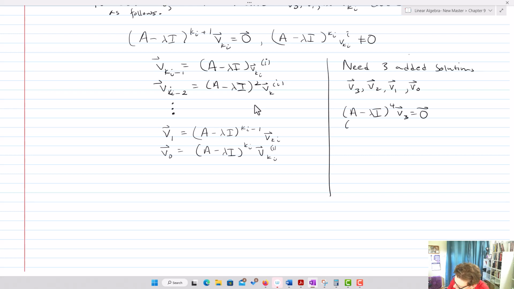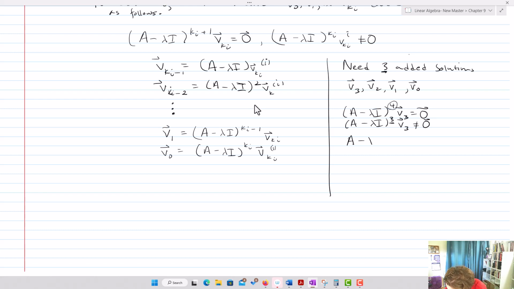Then what I'm going to do from there is also require that (A minus lambda I) cubed V3 cannot equal 0. Okay, so if I drop a power, I know that that cannot equal 0. We drop 1 power down. I need the 3 solutions, so I'm going to take it to the 4th power, drop 1 of my powers down, and know that that cannot equal 0.